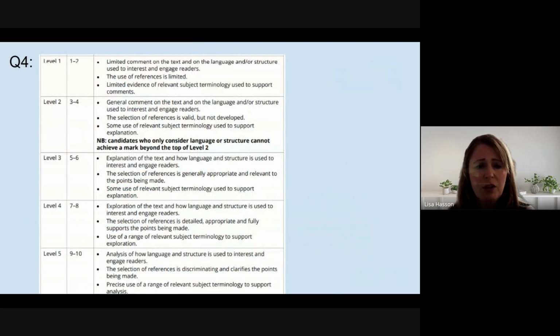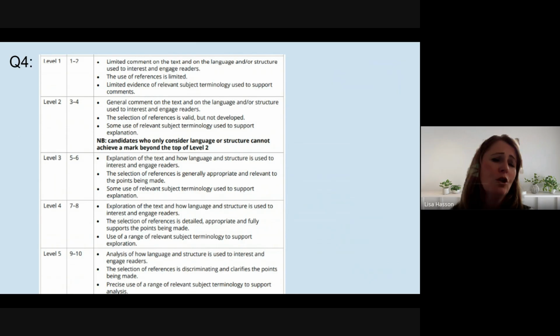Okay, so let's have a look at the mark scheme and how this works. Now, please note the really important element of this is the fact that you are not going to be able to achieve above 4 marks if you only consider language or structure. So if you just do a little bit of analysis of language or a little bit of analysis of structure and not both, 4 marks is your cap here.